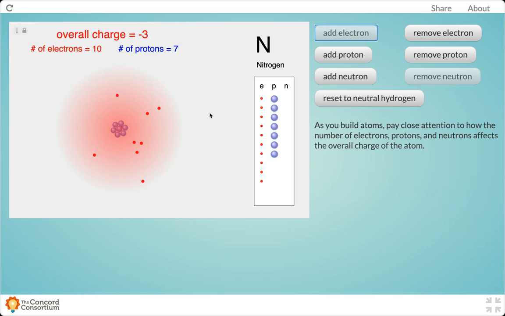So what's the pattern there? Every time we add an electron, we are making this atom more negative because we have more negative charges than we do positive charges of the protons. The overall charge is -3 because we have 3 extra electrons.